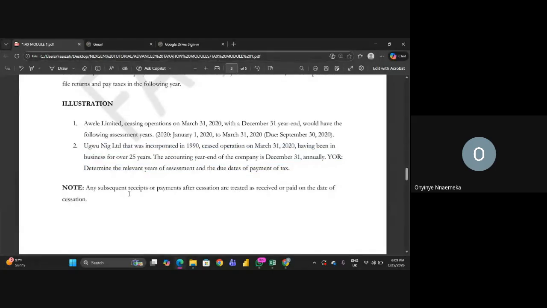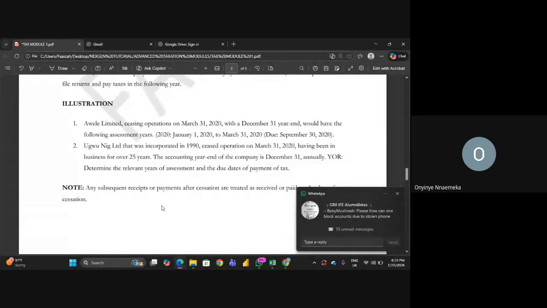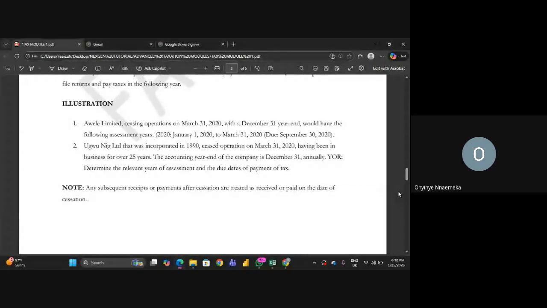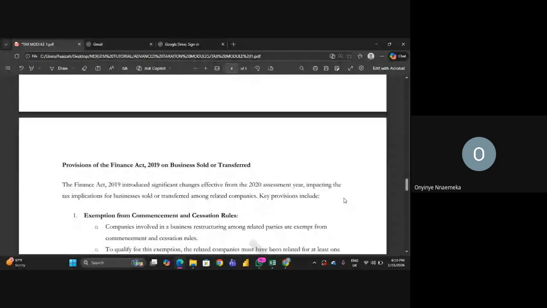Any subsequent receipt or payment after cessation is treated as paid or received on the date of cessation. So it means that after the company has ceased business, maybe one of their debtors that was owing them decides to pay afterwards. Of course, government is expecting you to treat it as if you received that money on the date that you ceased business and still pay tax on it. I hope we are good.